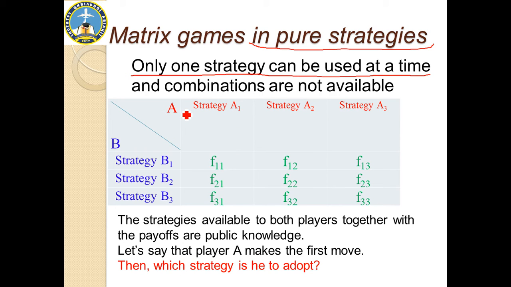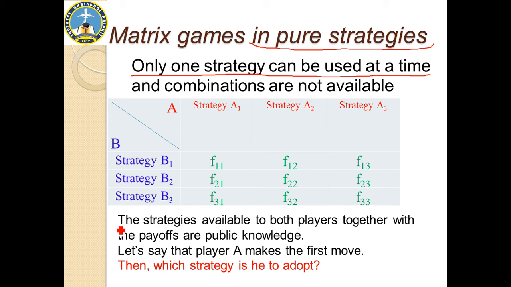Sometimes both players can use a mix of strategies. For example, he can randomize between strategy A1 and strategy A2 or strategy A3. So we can introduce either shares of the strategies or probabilities of picking the strategies. A situation when a player uses a combination of strategies will be called the game in mixed strategies.